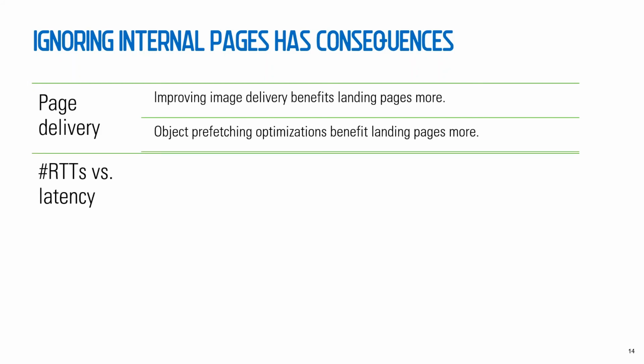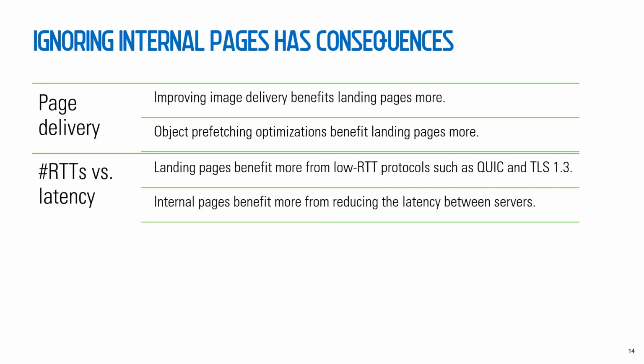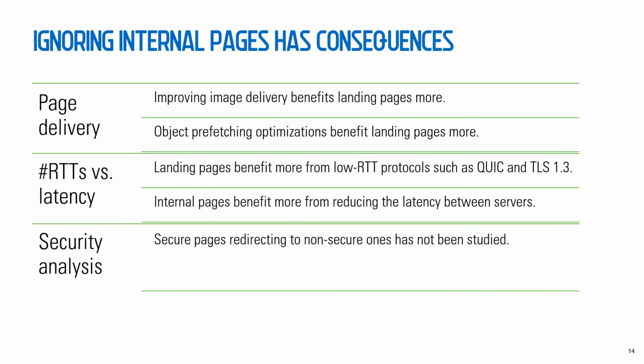When it comes to reducing the number of round-trip times in higher layer protocols versus the raw latency, landing pages benefit more from low RTT protocols like QUIC, whereas internal pages will benefit more if we reduce the latency between servers. And as we saw, it may also lead to lapses in security analysis. For example, we don't know of any study on the phenomenon of HTTPS pages redirecting to HTTP pages. Perhaps browsers should issue a warning to users before such a redirection.